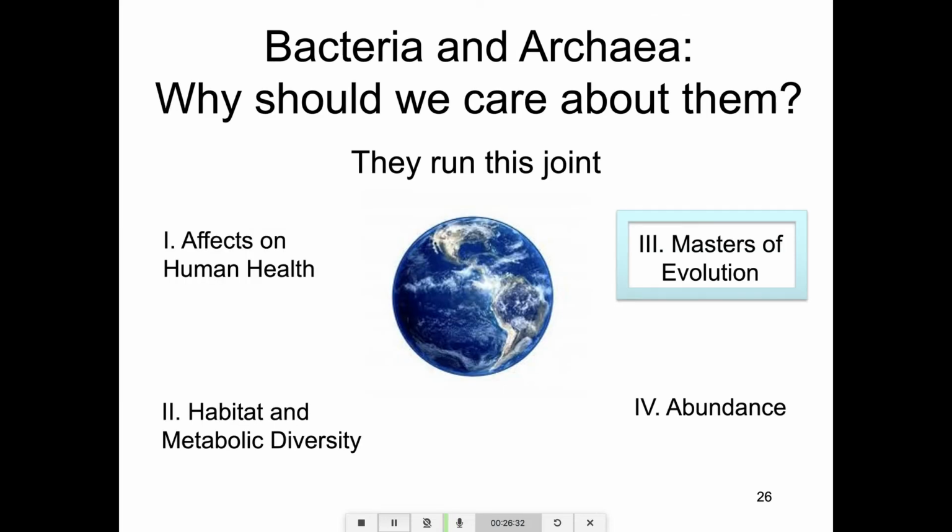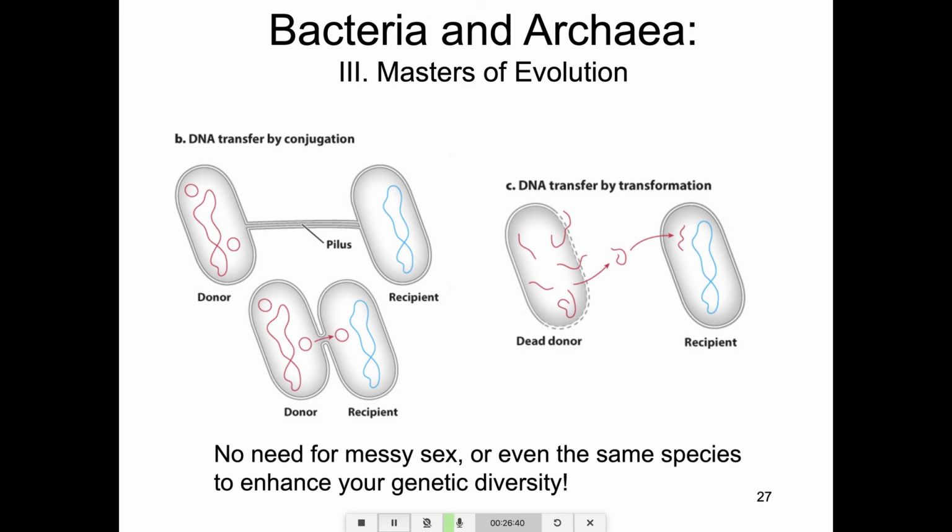So one of the ways that they're able to evolve all of these crazy different types of metabolism is because they are masters of evolution. And when I talk about masters of evolution, they're capable of actually exchanging DNA through asexual means. So they can do this through processes called horizontal gene transfer, where individuals of the same and even different species can pass DNA off from one individual to another. One example of this is conjugation, where you can have DNA passed from a donor to a recipient. And once again, these don't have to be members of even the same species.